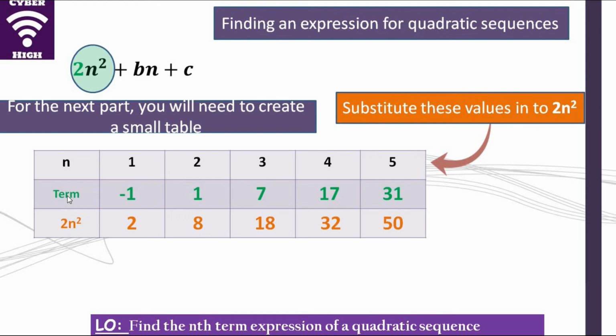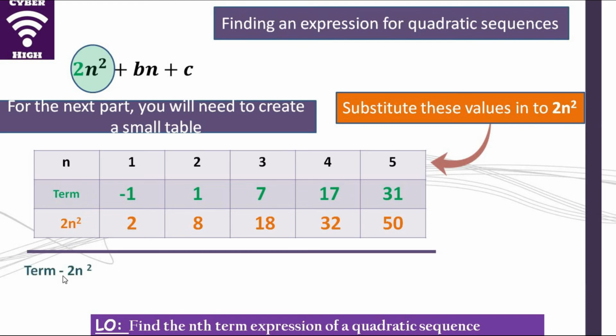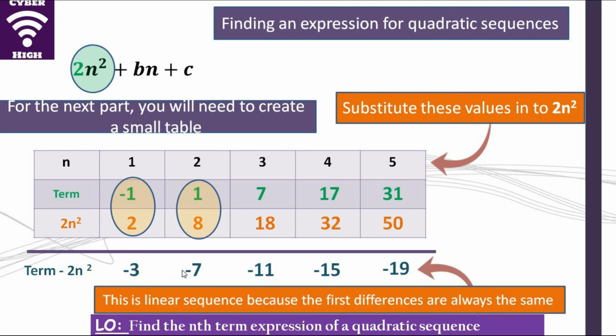All right. Then what is left for us to do is to subtract the term minus the 2n squared. So what you are having here minus the value of the 2n squared. So we can write term minus 2n squared. -1 minus 2. It's -3. And 1 minus 8. It's -7. And then we have -11, -15, and -19. So these are the differences of the two terms which we have found here.